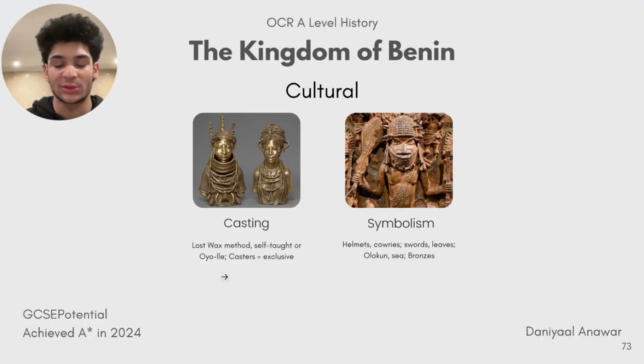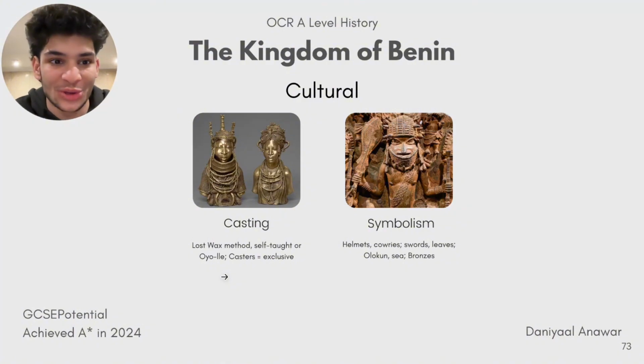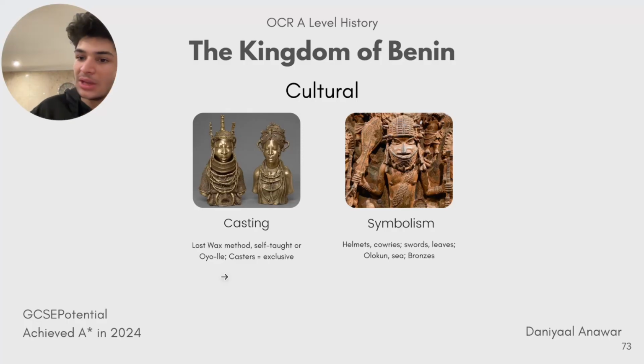And then cultural, as well as that, symbolism. There's a lot of symbolism in Benin. Obviously, Benin bronzes was a huge thing. Benin bronzes were like bronze statues and sculptures and stuff. And obviously, the British took them. And people were very upset at that. Helmet, cowries, swords, leaves. Yeah, all of these things, they had different meanings.